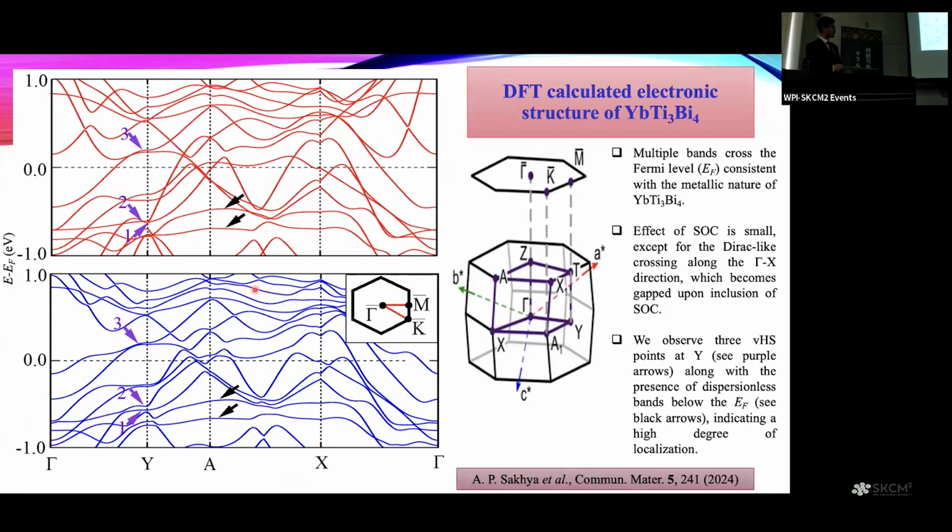So the DFT calculation as shown here shows there are multiple van Hove singularities in its electronic band structure, as indicated by these 1, 2, and 3 purple arrows, as well as flat bands. This is the one without the inclusion of spin-orbit coupling, and these calculations are with the inclusion of spin-orbit coupling. There's not a huge change, but if you look here around the X point, you see a Dirac cone, and with the inclusion of spin-orbit coupling, it seems to open a gap. And this is the Brillouin zone. So this will be handy when we discuss the Fermi surface. So we will be mostly interested in this gamma-Y direction, which is the gamma-M, and the gamma-A direction, which is the gamma-K direction.